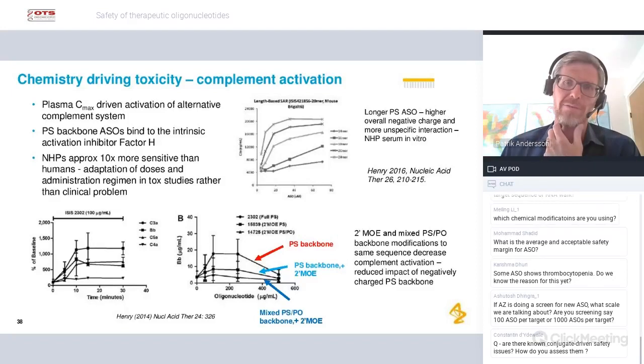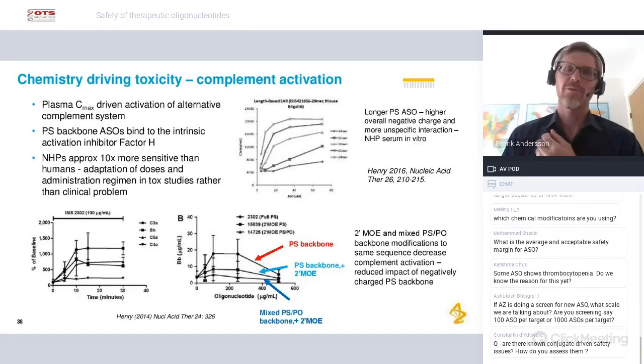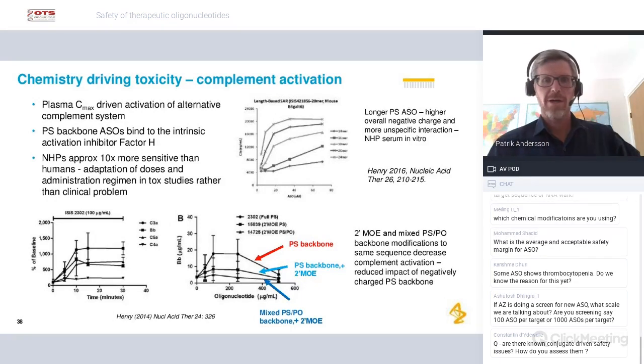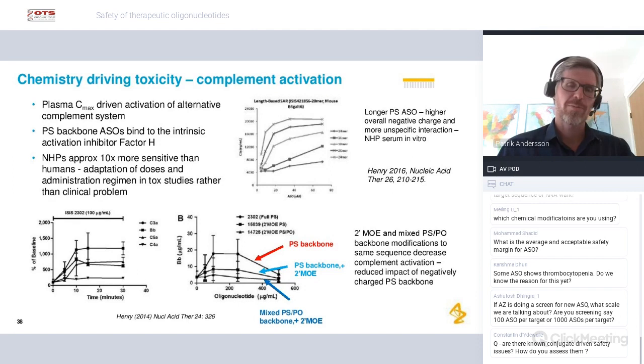So here is a graph where we have different lengths of PS ASO, same sequence, where the complement activation correlates very well with the number of PS linkages. So down here is in vitro data from an in vitro model where you can see that chemistry also plays a role. With the sequence here, only the PS backbone gives the highest complement activation. If you add modifications to this sequence, the complement activation actually goes down in magnitude. And if you further remove some of the PS linkages and replace them with PO, it goes down even further. So the PS backbone, but also the ribose modification, can play an important role here.